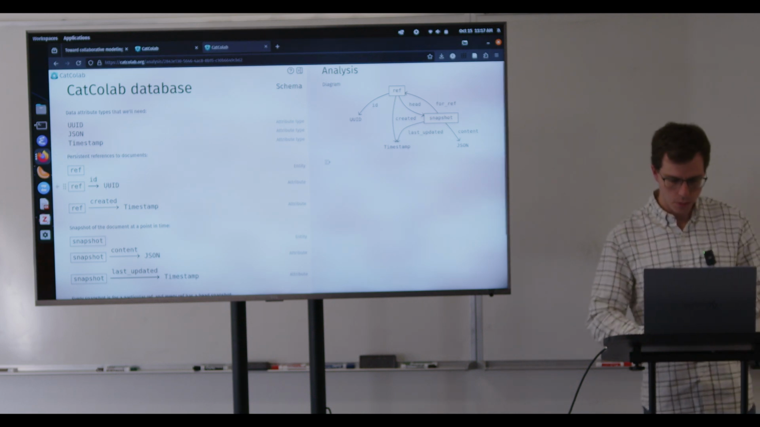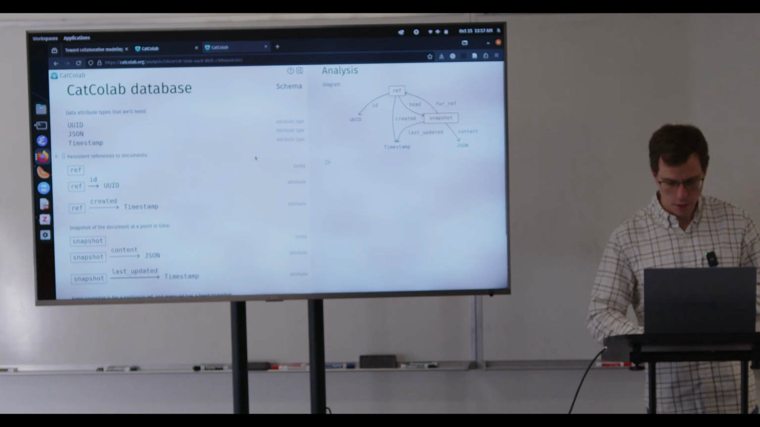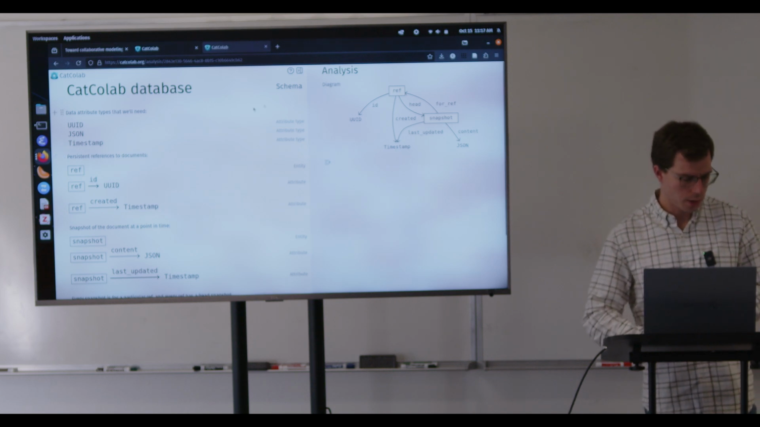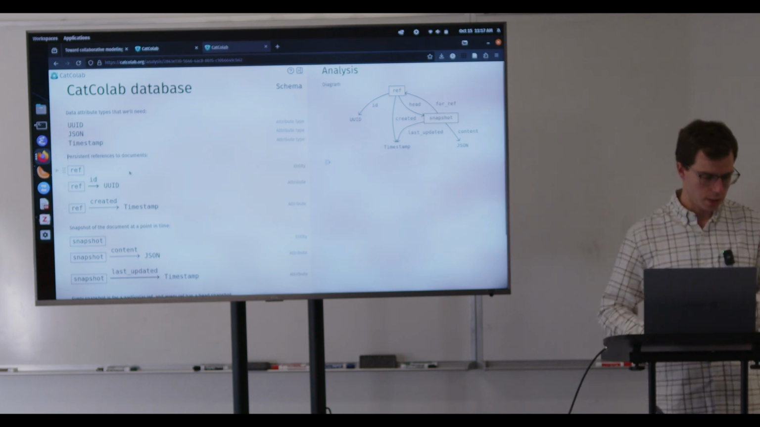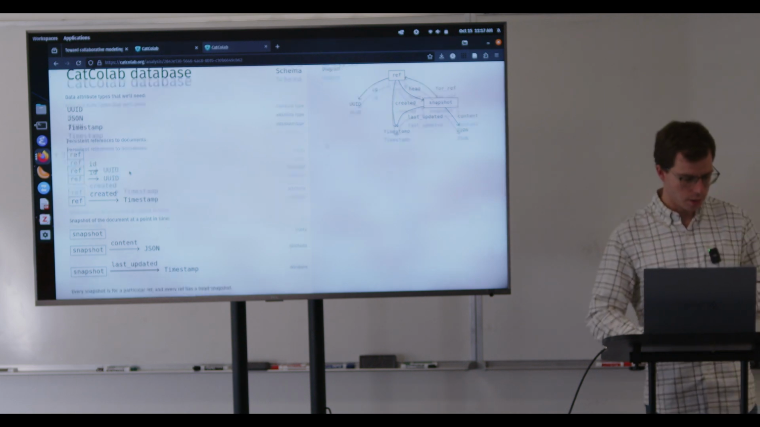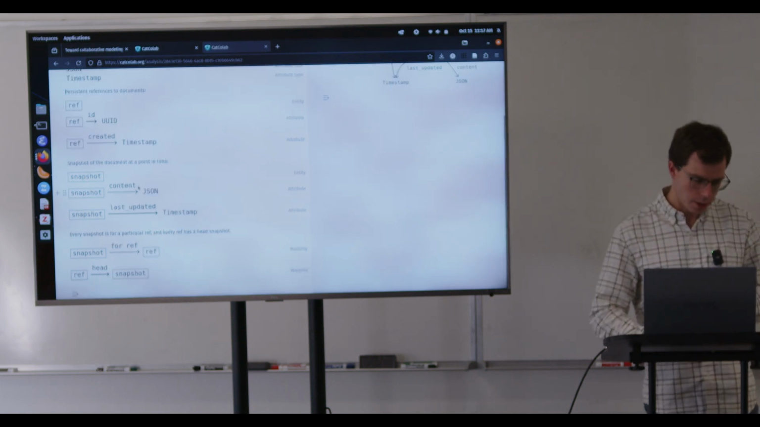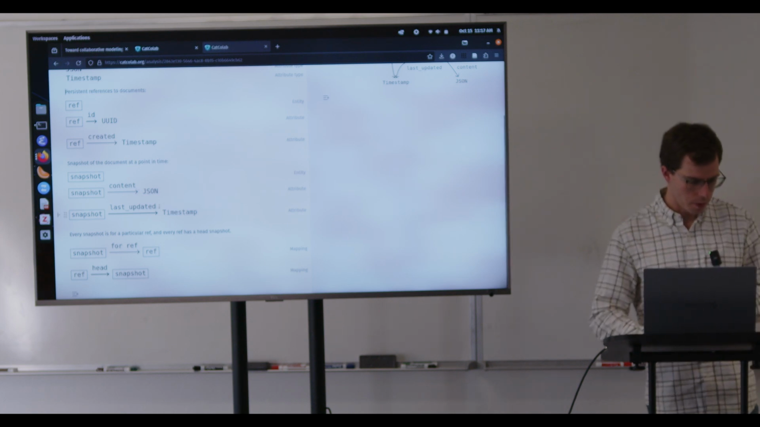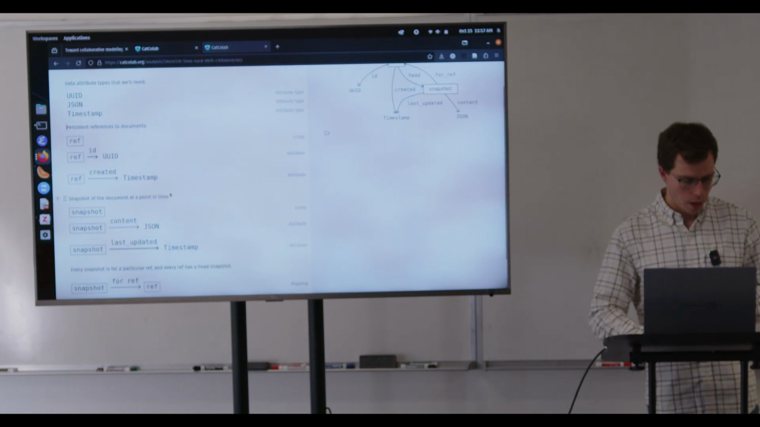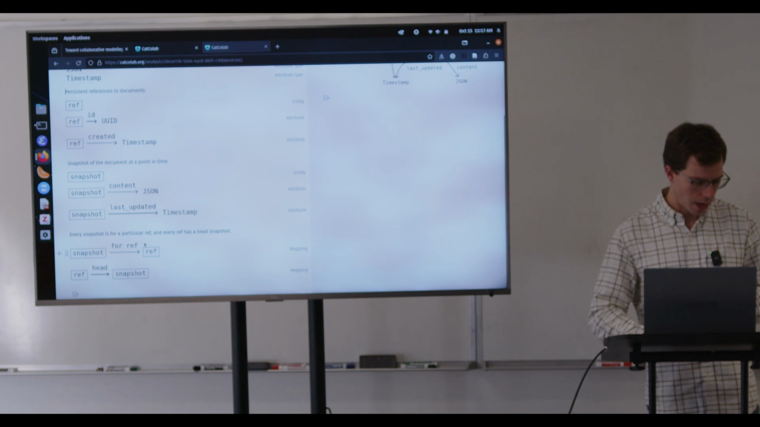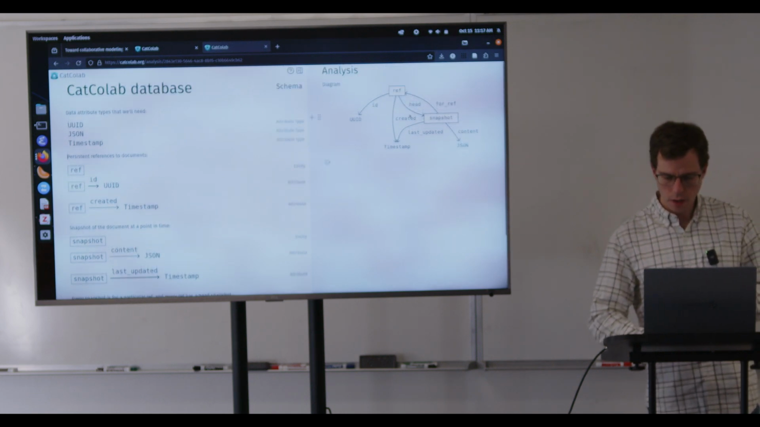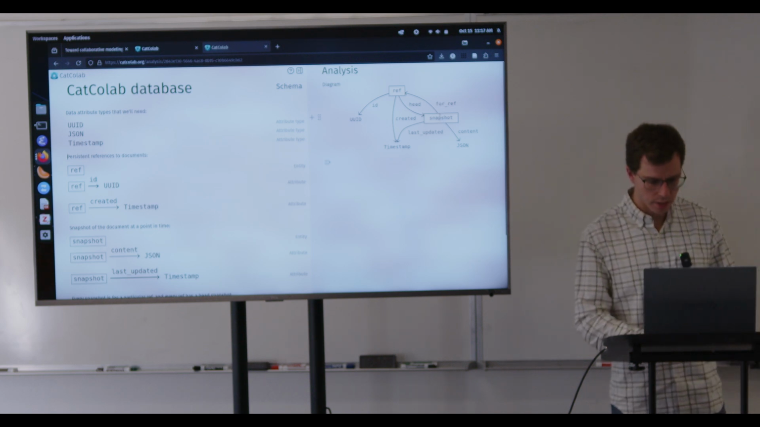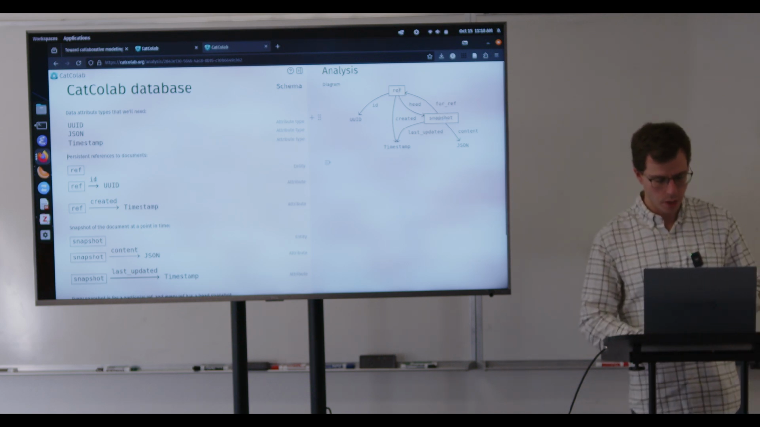And they have UUIDs, which uniquely identify them for all time. They also have, say, a timestamp at which they were created. But this table doesn't itself directly contain any content. Instead, there's a table of snapshots, which contain JSON blobs that can be updated at particular times. And then the interesting part is how these things are related to each other, right? Every snapshot is a snapshot of data for some particular ref.